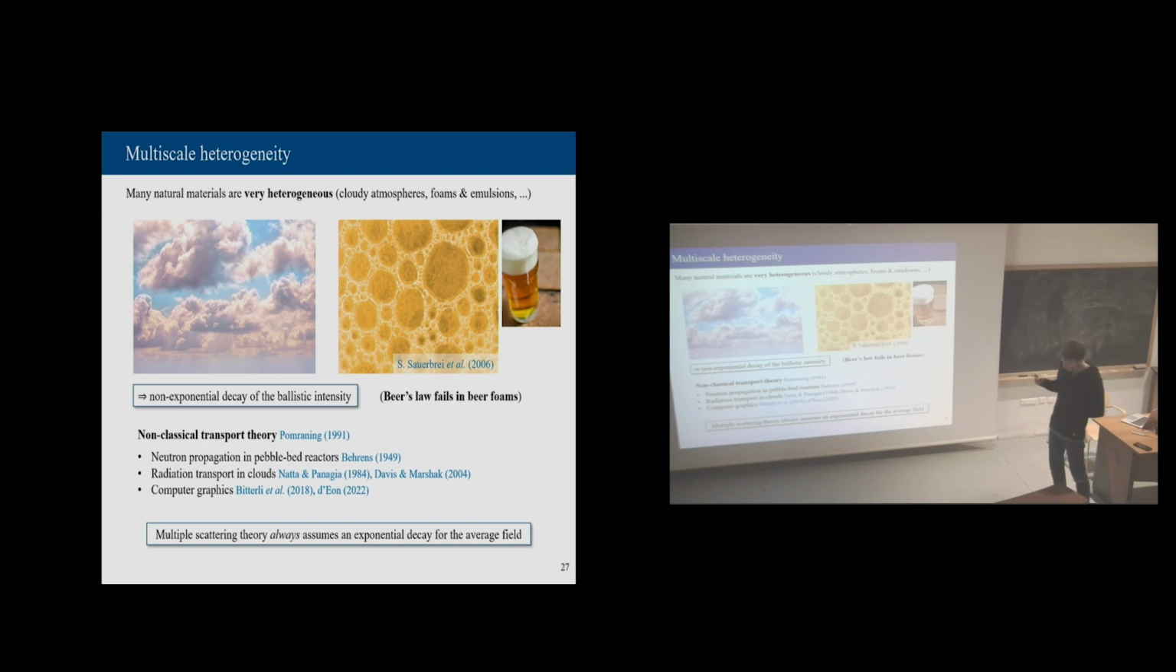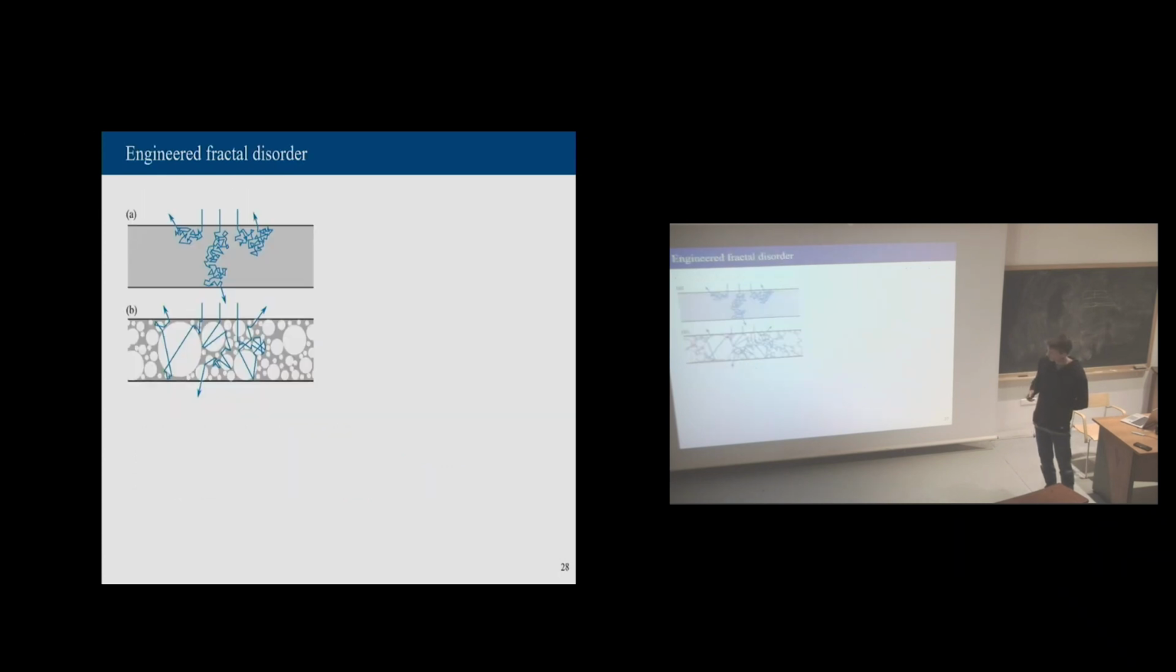What I should say is also that the multiple scattering theory that I presented always assumes that you have an exponential decay for the average field, which is clearly not the case in those materials. Some years ago, we studied a little bit the topic, but from the point of view of light transport. Essentially, when you have a homogeneous medium, your light intensity will make a kind of random walk that will be described on a large scale by a diffusion equation. So this is actually described more generally by the radiative transfer equation.